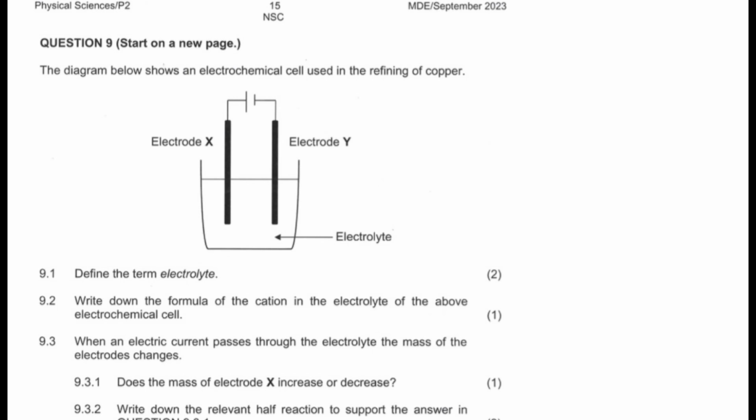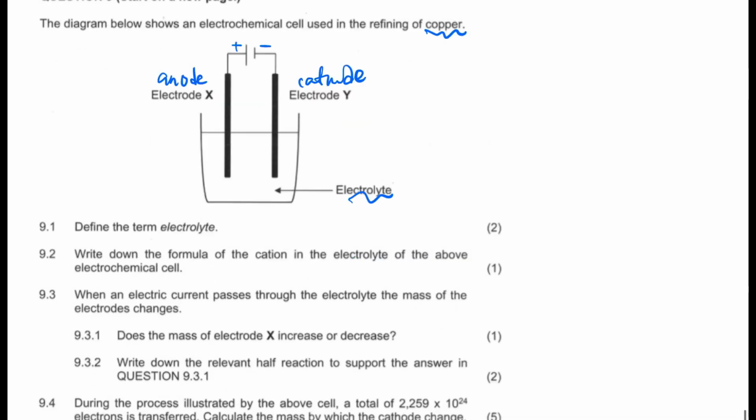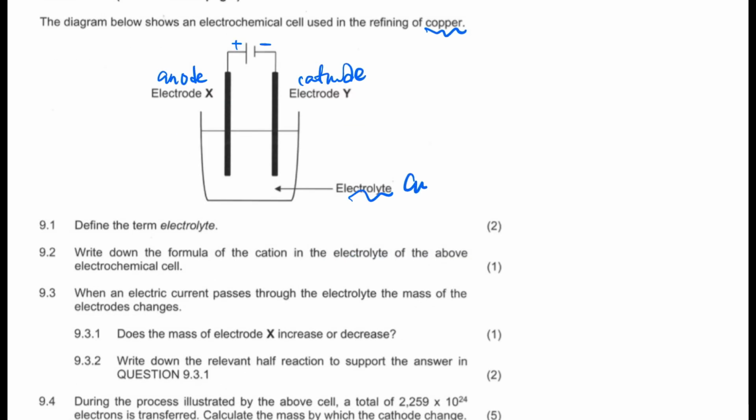So, if you're looking at this, we have a positive terminal and the negative terminal. So this electrode X, it's the anode, and then electrode Y is the cathode, right? So we have an electrolyte here, and surely this electrolyte, since there's a refinery of copper, has to be copper something. It can be copper chloride or a copper nitrate. It doesn't matter as long as it has copper in it.